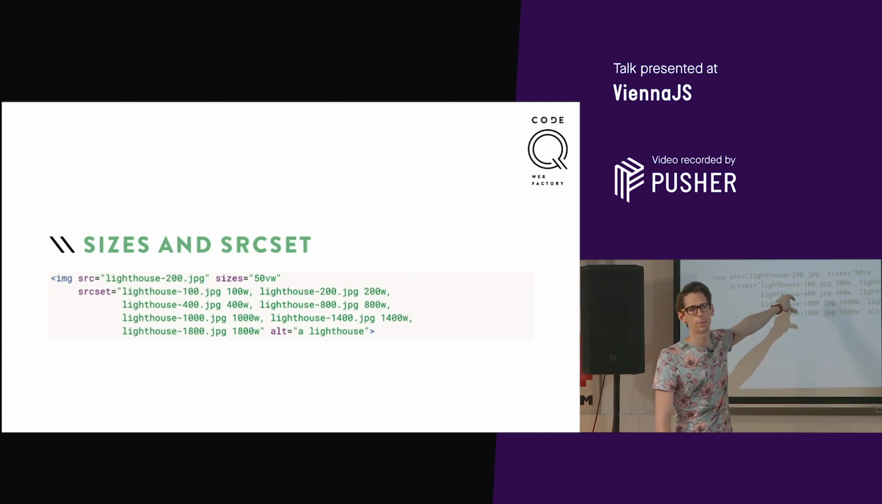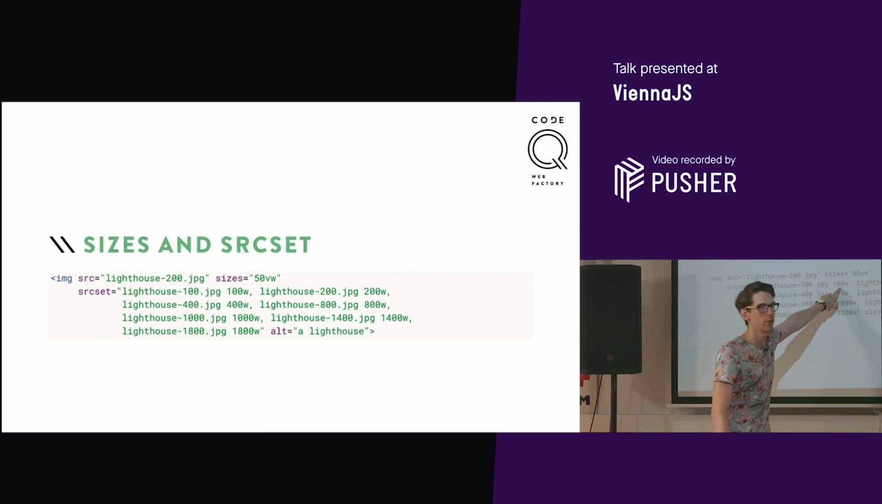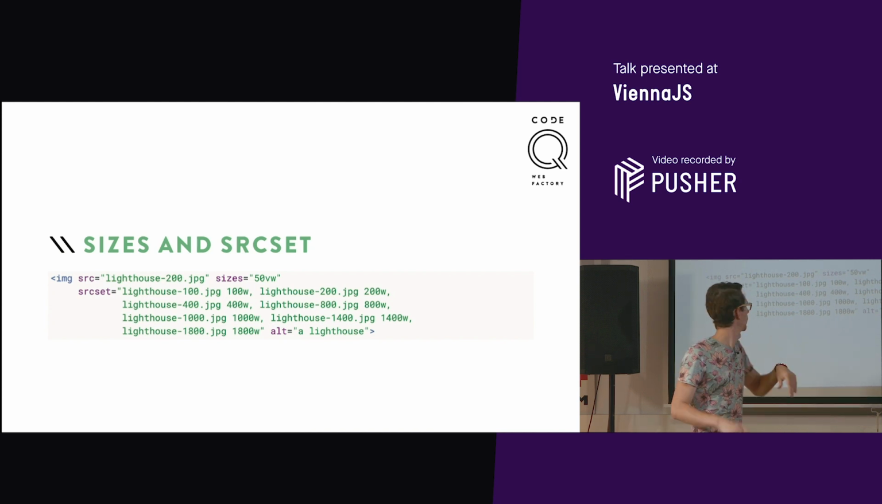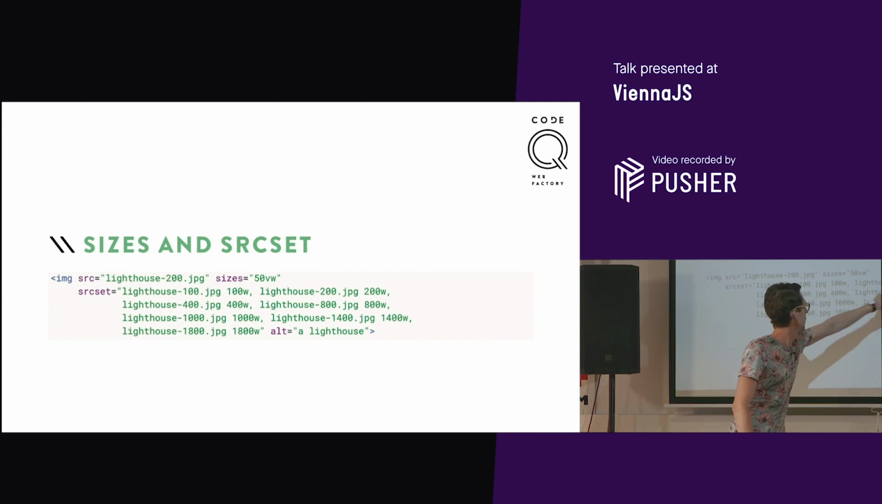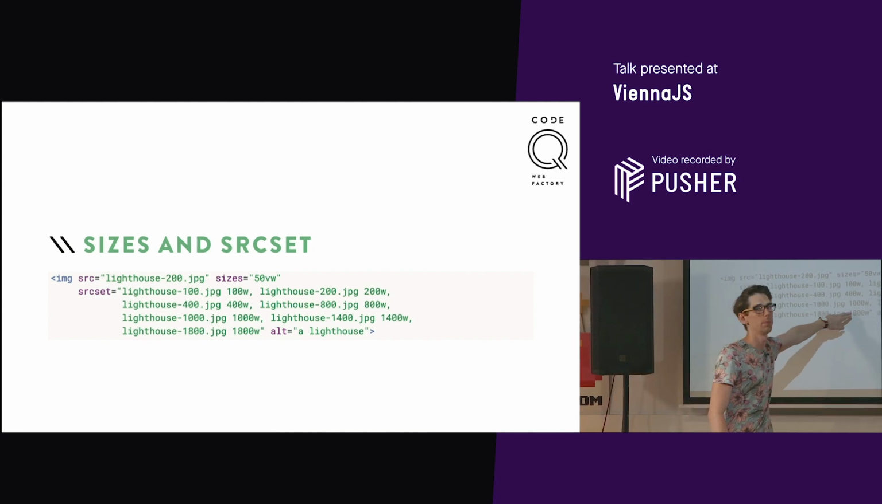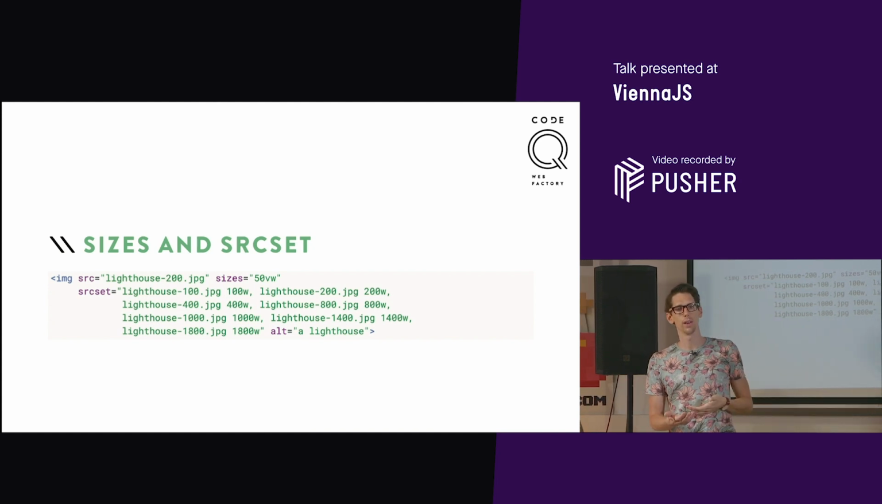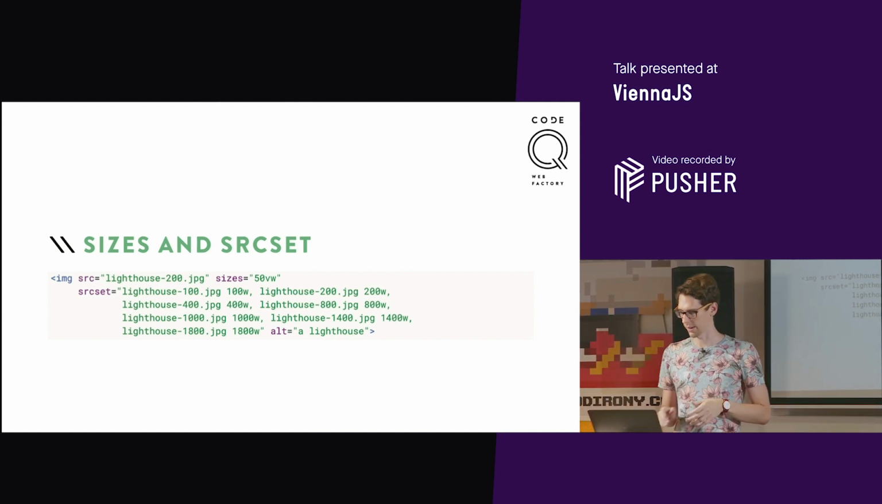And this means I'm defining, hey, this lighthouse image exists with 100 pixel width, with 200 pixels, 400, 800, 1000, 1400, 1800. So if I'm on a really big screen, it will take the big image. If I'm on a very small screen, it will take the small image, and this will be like 5% of the big one. So it's fast on mobile because it only loads the small thing.